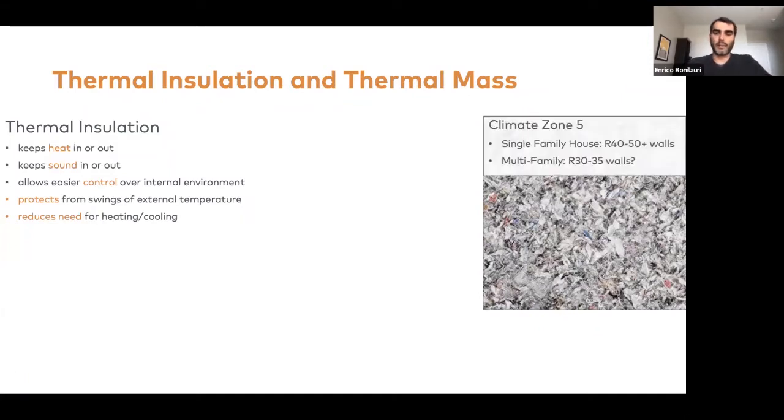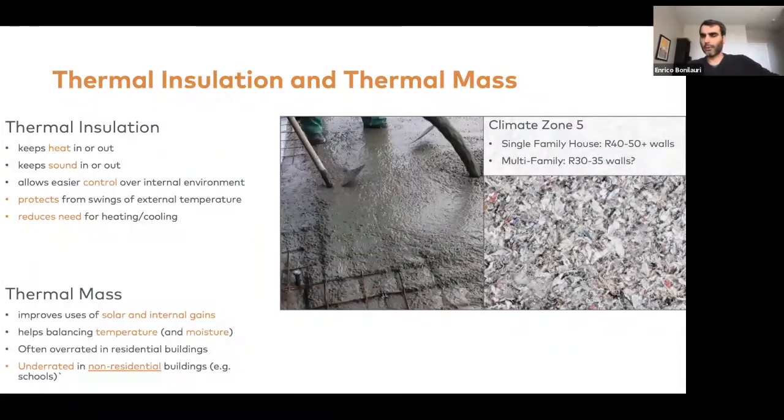And thinking about Climate Zone 5, that is Denver, for a single family house, you're looking at R40 to R50 walls, as opposed to R20, that is the code minimum. But if you're looking at larger projects, like multi-family larger buildings, that R value drops to R30, maybe R35. That is a combination of form factor as well as type of occupancy, which we're going to cover later today. Now, the other side of this is thermal mass, shown here as concrete. But if you're concerned about carbon, there are some very good products that allow you to incorporate thermal mass in your buildings that are not as carbon intensive.